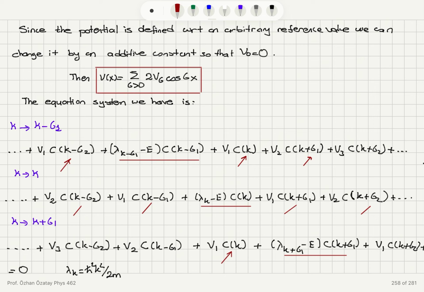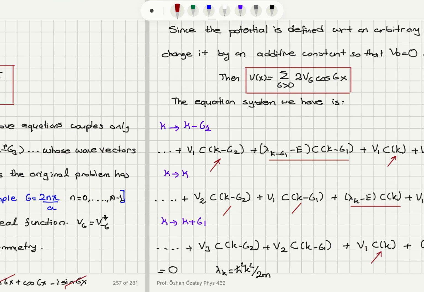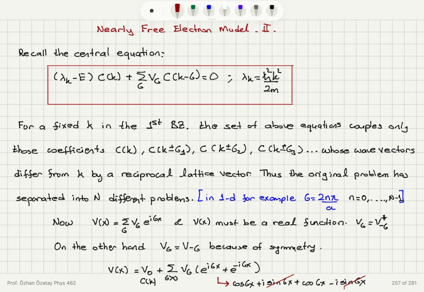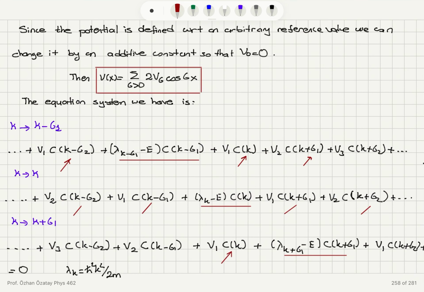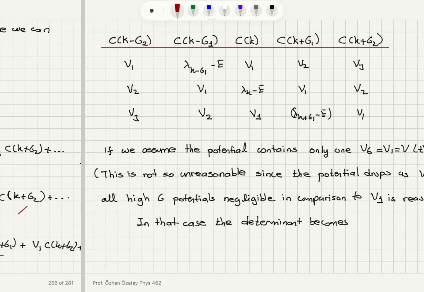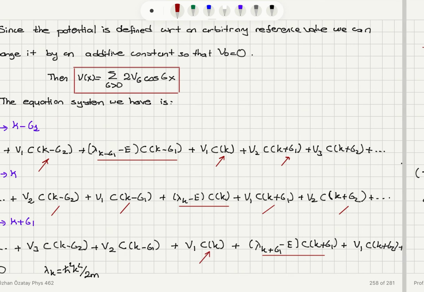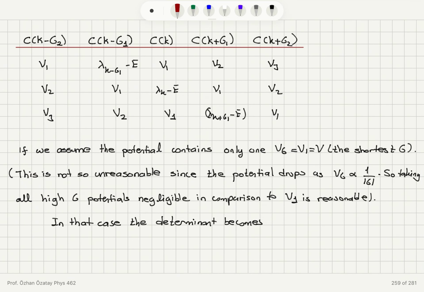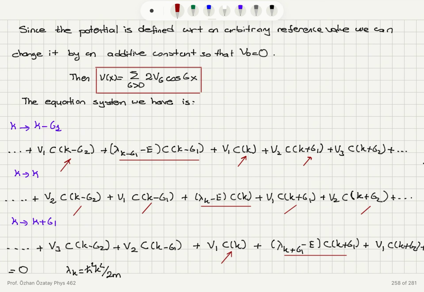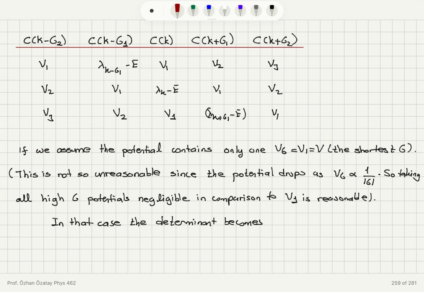So I can write this for all possible K values, K minus G1, K plus G1, etc. And there are capital N distinct K values in the first Brillouin zone. So that will give me capital N equations. So if I look at the coefficients, C of K minus G2 has a coefficient V1 in the first equation. C of K minus G2 has a coefficient V2 in the second equation. C of K minus G2 has a coefficient V3 in the third equation, etc.